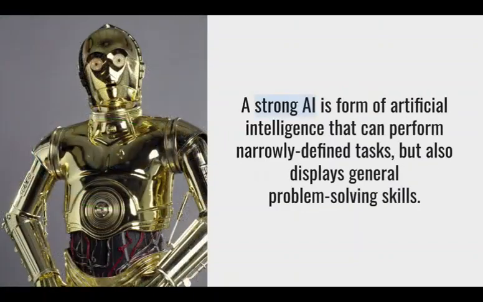But a strong AI is a form of artificial intelligence that can perform narrowly defined tasks, sure, but also displays general problem-solving skills. So if you get a machine that can do all the simple things that a Roomba does, or even a smart refrigerator that orders things for you that you're running out of, a strong AI can do all of those things, but it can also generalize. Basically, it can move from task to task, and if you learn something in a previous task, it could apply it to that one. So it's a general intelligence, kind of like humans.